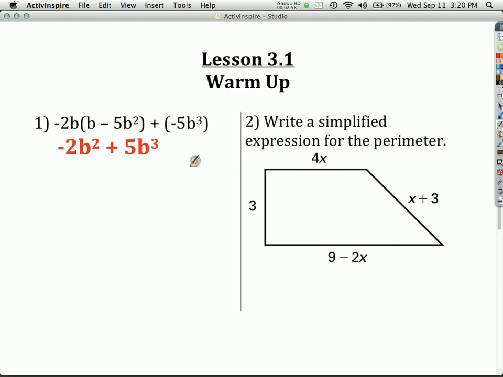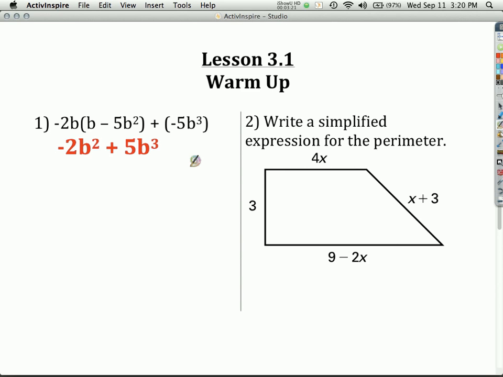Number two, write a simplified expression. What did you get? My quiet students, stay on your toes today. I will call on you no matter what. We'll start with Chris, and then we'll go to Edgar, and then we'll go to Shannon. Chris, what'd you get? 15 plus 3x. Okay. What'd you get, Edgar? 15 plus 3x. You had the exact same thing. Shannon?